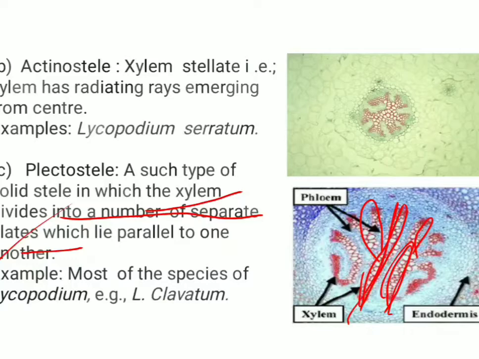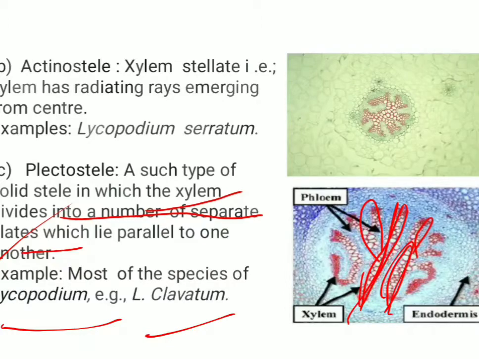Okay, and this type of stele is known as plectostele. It is a type of solid stele in which xylem is divided into a number of separate plates which lie parallel to one another. Okay, and in most species of Lycopodium, and Lycopodium clavatum, plectostele is present.